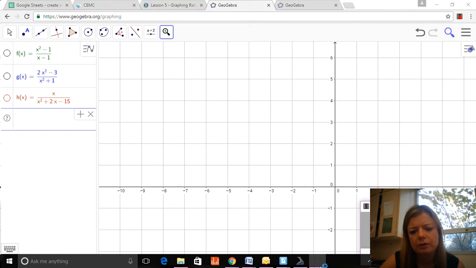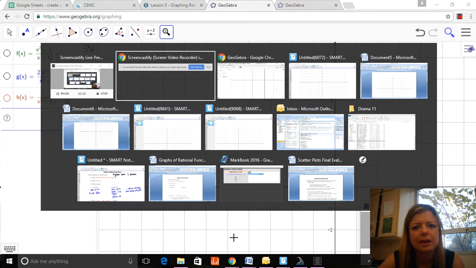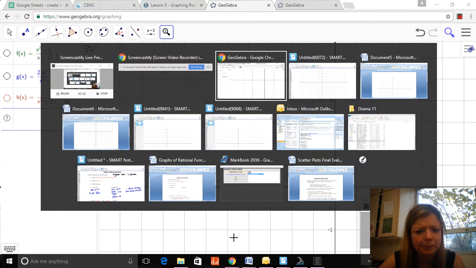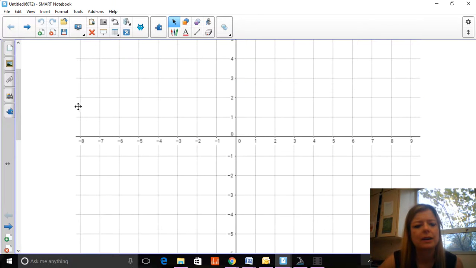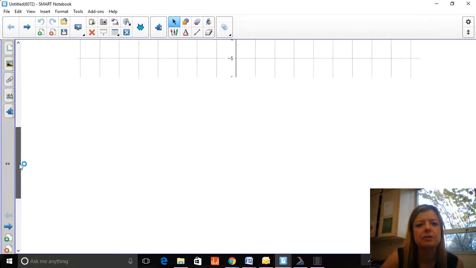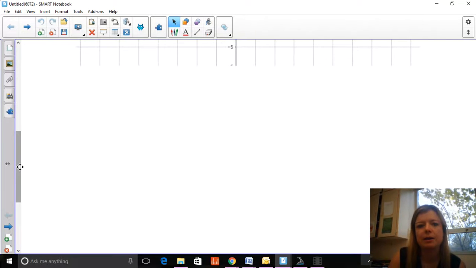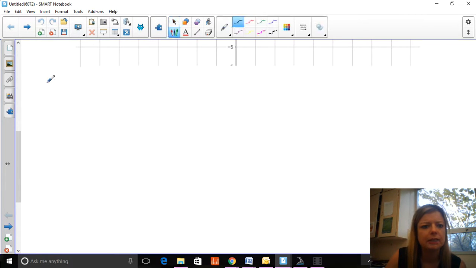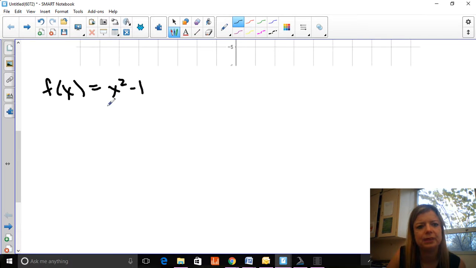graph these. So I'm going to go over to what I have set up here. I have a graph set up here, and we're going to do all of the calculations below. So I recommend that you just do this all on a sheet of graph paper. Okay, so our first function is going to be f of x equals x squared minus 1 over x plus 1. Sorry, x minus 1.